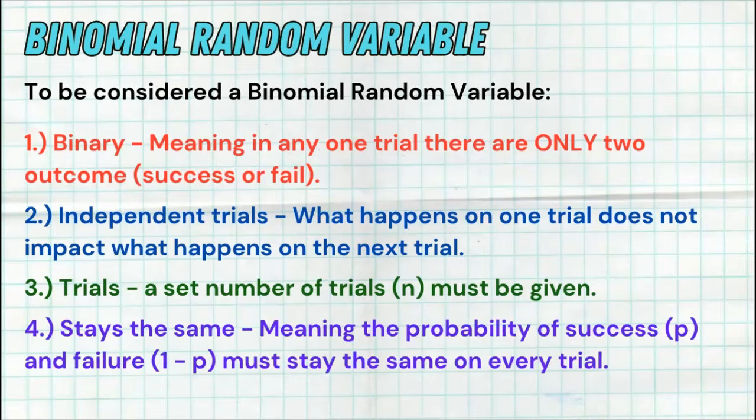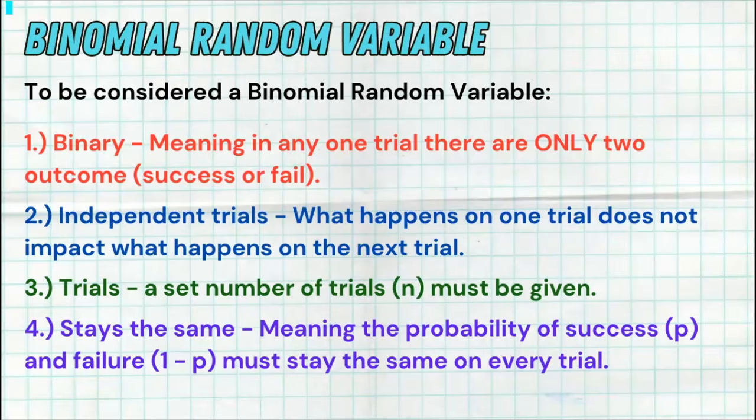And the fourth and final thing is that the probability of success, whatever it is given to you in the problem, we call that P, well, it has to stay the same. It cannot change from trial to trial to trial. And that means the probability of failure, which is the opposite or the complement of the probability of success, must also stay the same.